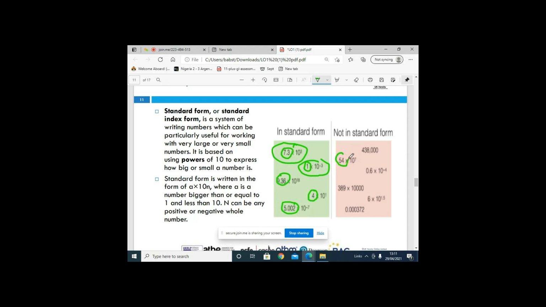This one is not between 1 and less than 10 because 54 is more than 10. This one too is less than what? Less than 1. Yes. Okay? This one is more than 10. This is in decimals. For the power of 1.5, that one is in decimals. So you can say that's a whole number, and this one is not in standard form because the zeros have no power of 10 there. So that is it.